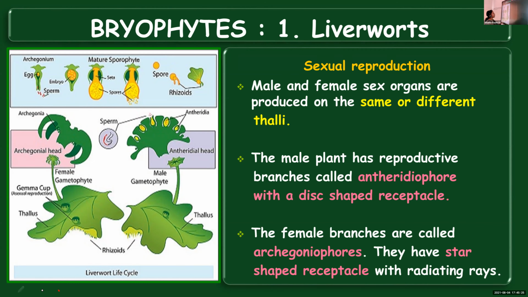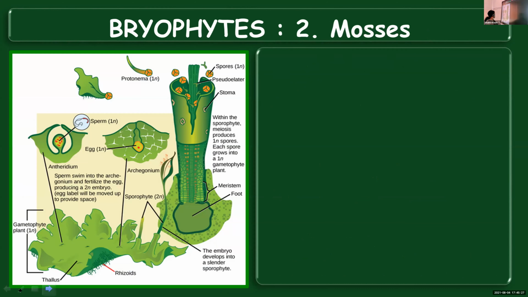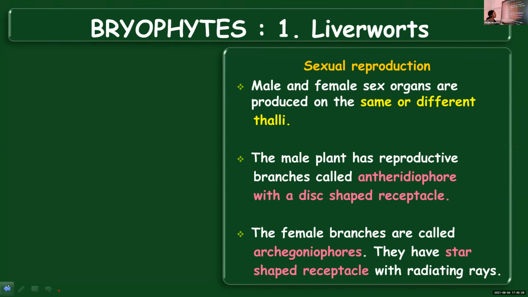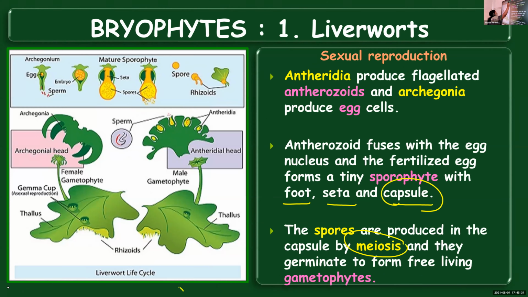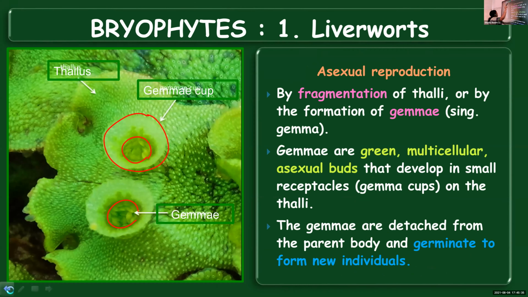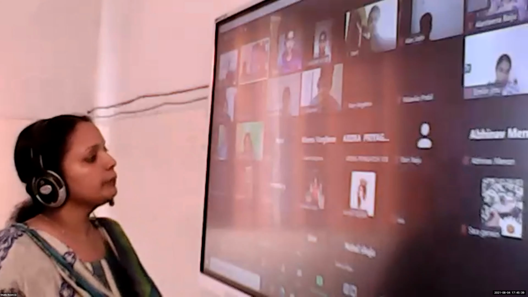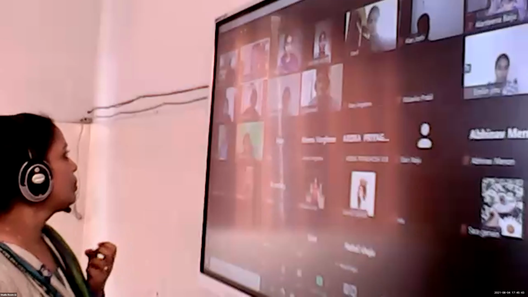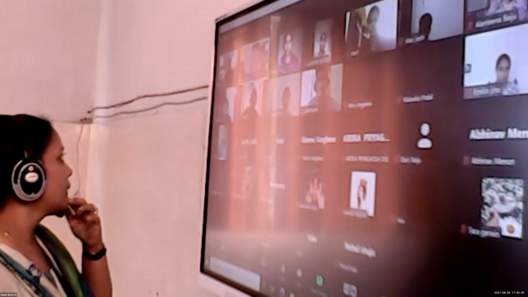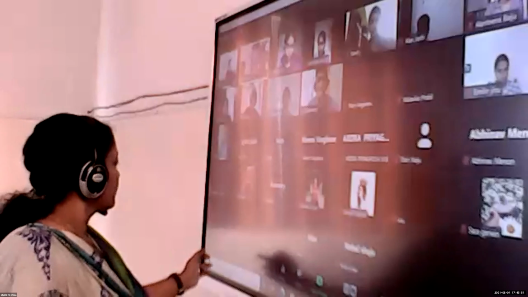Hope you have followed, and before we proceed to mosses, we will have a recap of all the points that we learned about liverworts. No need to see the slides. Can we recap? Second slide of asexual reproduction, you tell me what was given over there. The spores are produced in the capsule by meiosis. Okay.